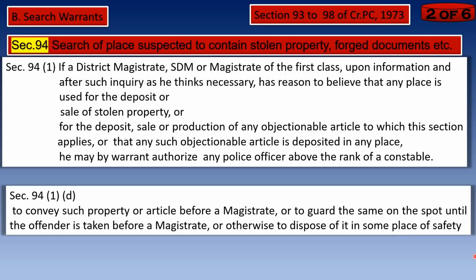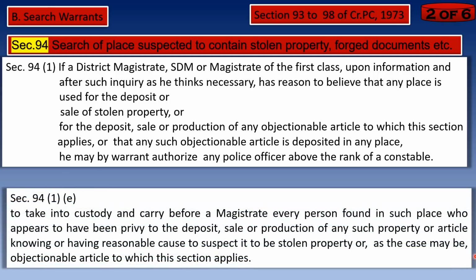What is the next procedure? Clause E of subsection 1 of Section 94 speaks about that: to take into custody and carry before a magistrate every person found in such place who appears to have been privy to the deposit, sale, or production of such property or article, knowing or having a reasonable cause to suspect it to be stolen property, or as the case may be, objectionable article to which the section applies.